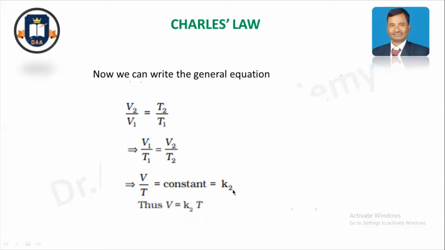And so in general, you can say that V by T is equal to a constant, whose value we consider as K2, small letter k subscript 2. When describing Boyle's law, whatever constant is there, we considered it as K1. In this case, for Charles' law, that constant is denoted as K2. So V is equal to K2 T. Now, always T is in which scale? Yes, Kelvin scale, also called the absolute scale.